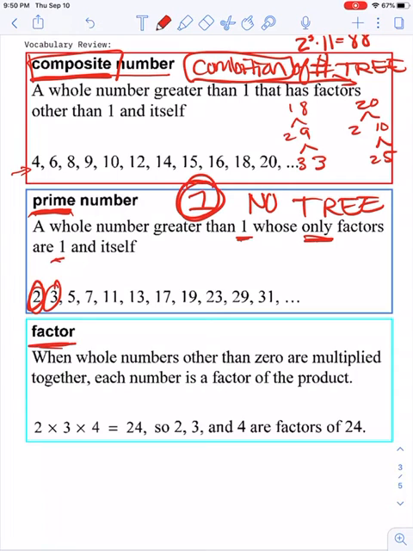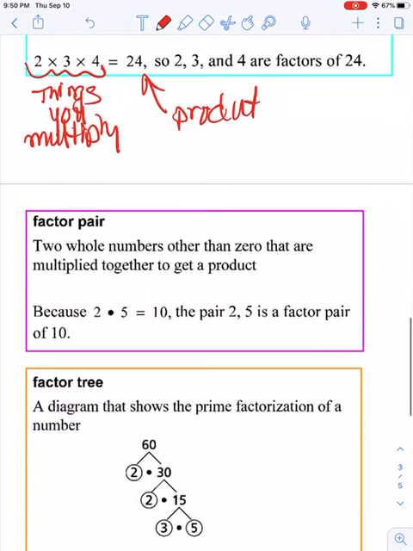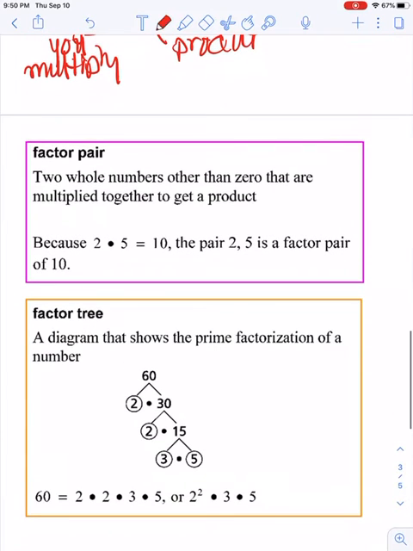Okay? Factor. The factor, you've probably used this word your whole life. It's just the things that you're multiplying, right? The things you multiply. And that is the product. So a factor in terms of a factor tree just means that it has branches, and these are factors. All of them are factors, and the tree is just the way that we show it.